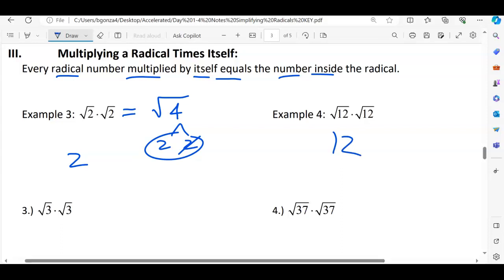I'll give you 5 seconds to do 3 and 4. You're done, right? What's the square root of 3 times the square root of 3? 3. Okay, these are easier now, right? What's the square root of 37 times square root of 37? 37, okay? Does everyone hear me and understanding why? Square roots times themselves, remove a square root. Easy peasy, lemon squeezy.